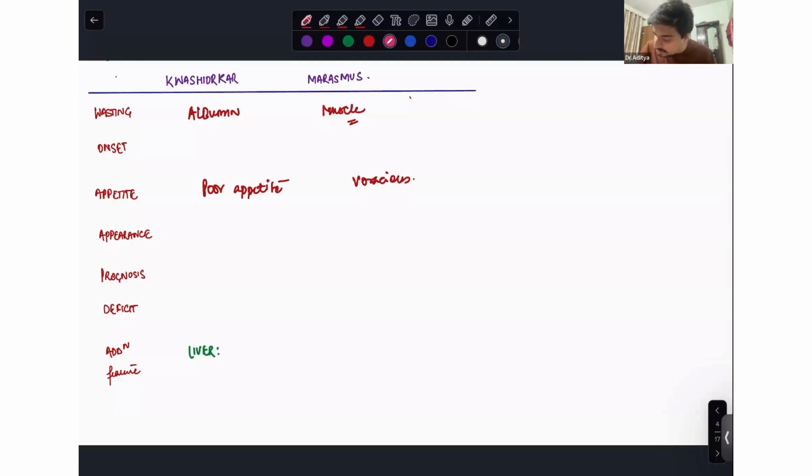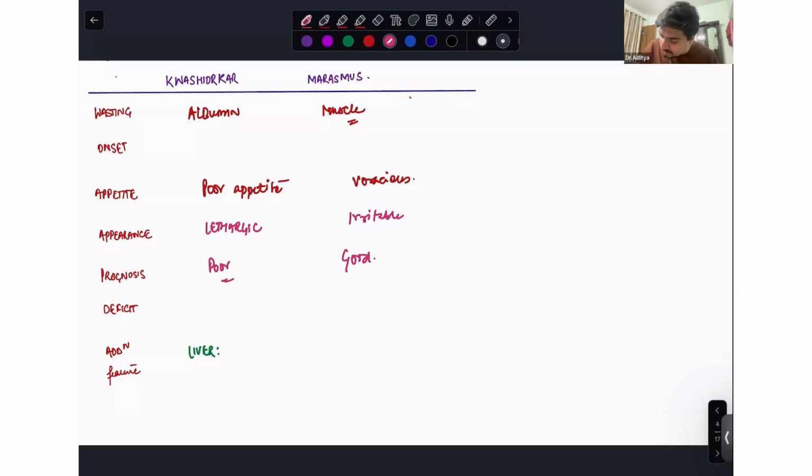As far as appearance is concerned, in Kwashiorkor there are no neurotransmitters, so the child will be lethargic. In marasmus, the child will be irritable. Why irritable? He's not getting food. Prognosis is poor as far as Kwashiorkor is concerned, and good as far as marasmus is concerned, as we already discussed.